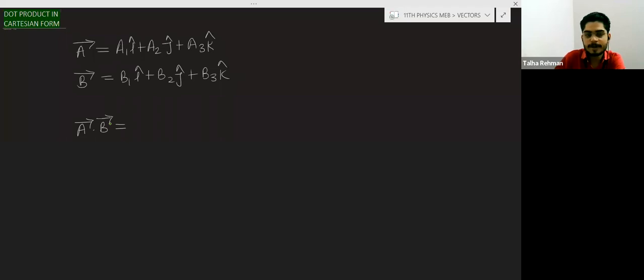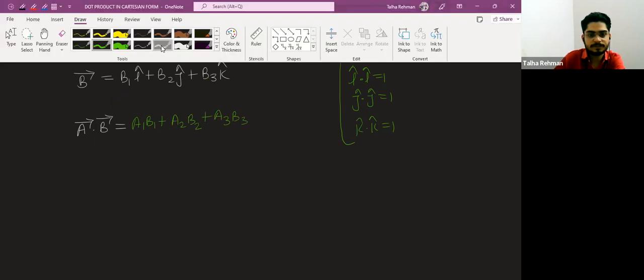So what A dot B means, A dot B is given by simply A1 B1, because the dot product of I vector and I vector will be 1, already discussed. So here is A1 into B1, plus A2 into B2, plus A3 into B3. Very simple. So taking one example here.